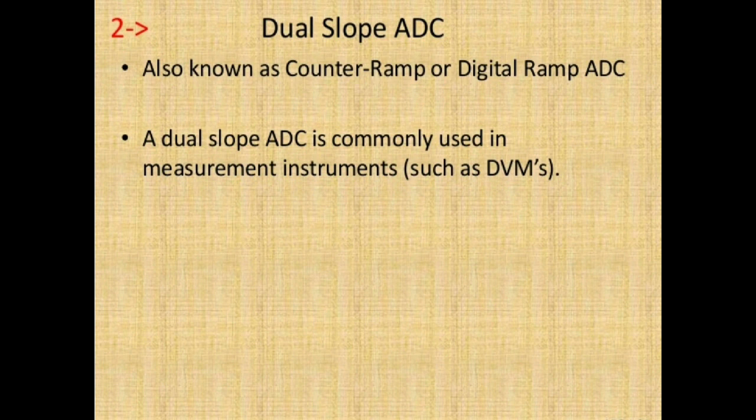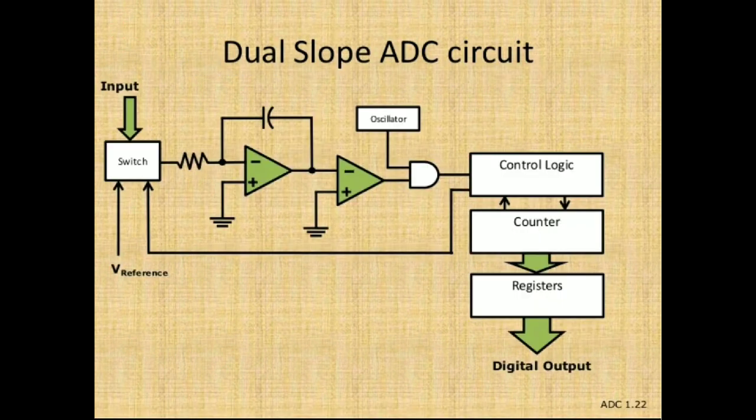Okay, next is the dual slope block diagram. It is a block diagram representation of the dual slope type of analog to digital converter, which consists of a switch, comparators, oscillators, an AND gate, control logic, counters, and a register to store the bits.